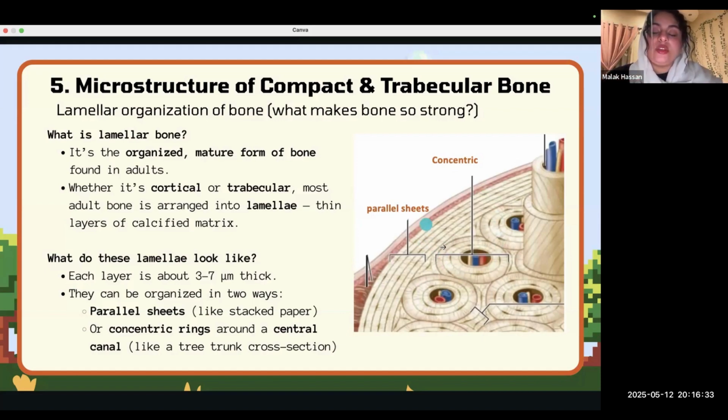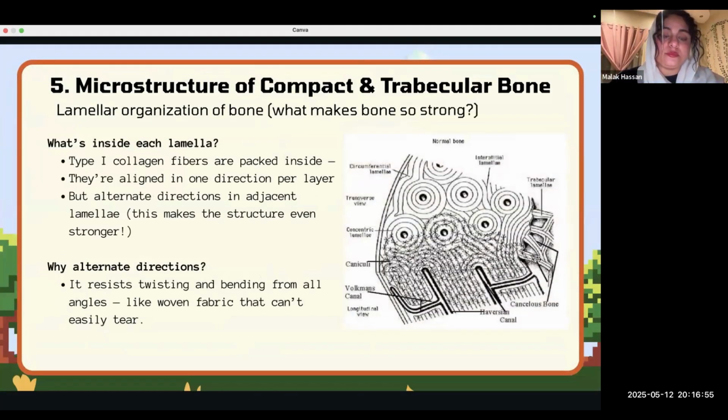So what do they look like? They can be organized in two ways: either in parallel sheets, like you can see here, parallel on top of each other, or concentric, in something called a Haversian system or an osteon. It looks kind of like a tree you've cut open, or like an onion, for example.